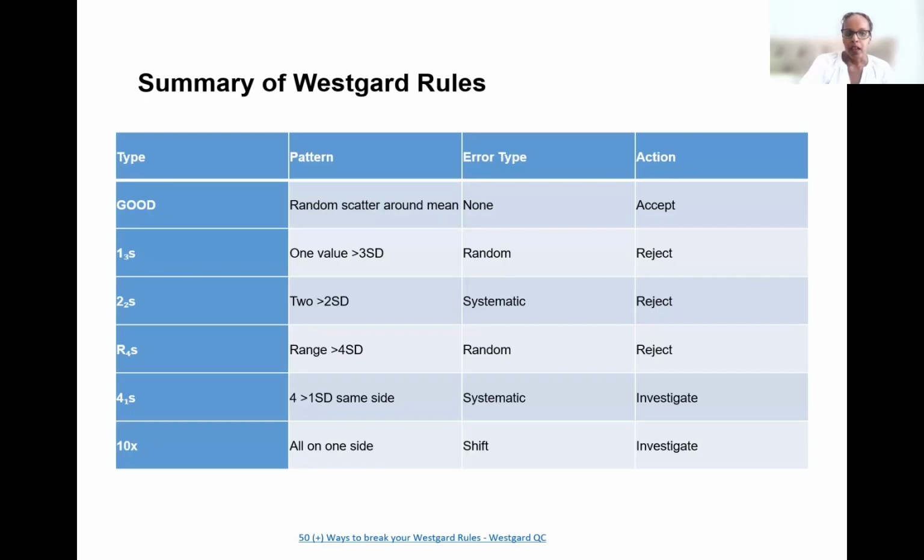If you have a 3SD on one occasion, that is a random error, so you reject, but you don't need to do anything about it because you expect it to happen 5% of the time. If it's happening every day or every other day, then you need to question that because it shouldn't be happening that frequently. Where if you had one 2SD, which would be your warning, twice, then you will reject that as well because it would mean systematic error on your instrument.